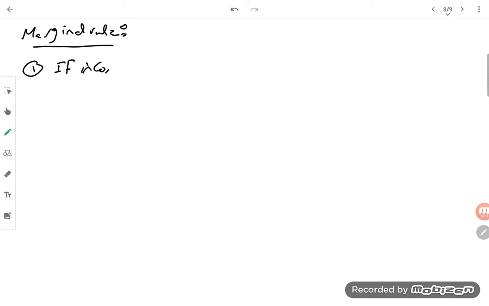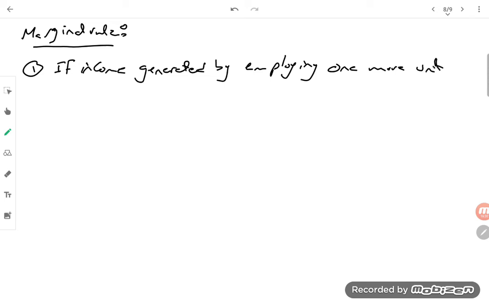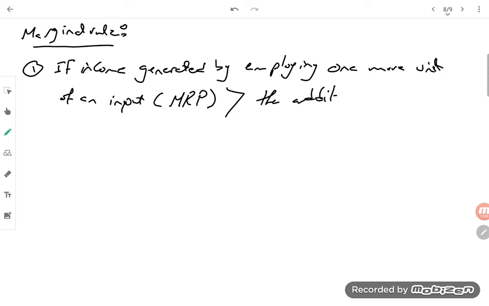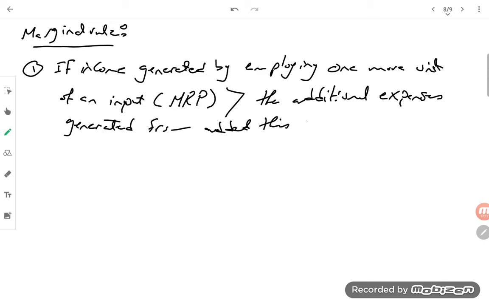If the income generated by employing one more unit of an input, which is known as marginal revenue product, is greater than the additional expenses generated from adding this input, then more inputs can be employed.